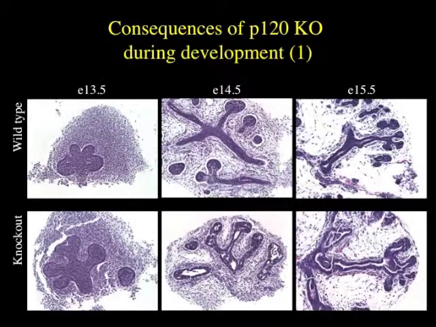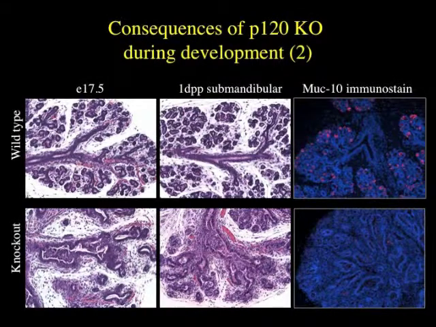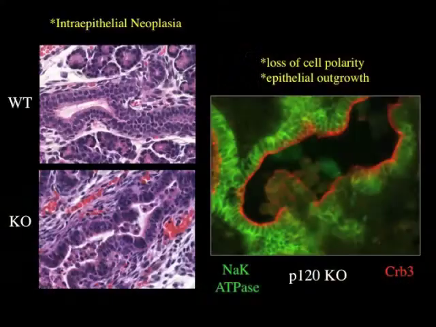To evaluate the phenotype, we first went ahead and did a time course. Here you see it. The development is pretty much the same at embryonic day 13, 14, and 15. And then pretty much all hell breaks loose. When the acini start to develop at embryonic day 17, you see this major difference instantly, because the acini simply don't form in the absence of p120, which was a complete surprise to us.